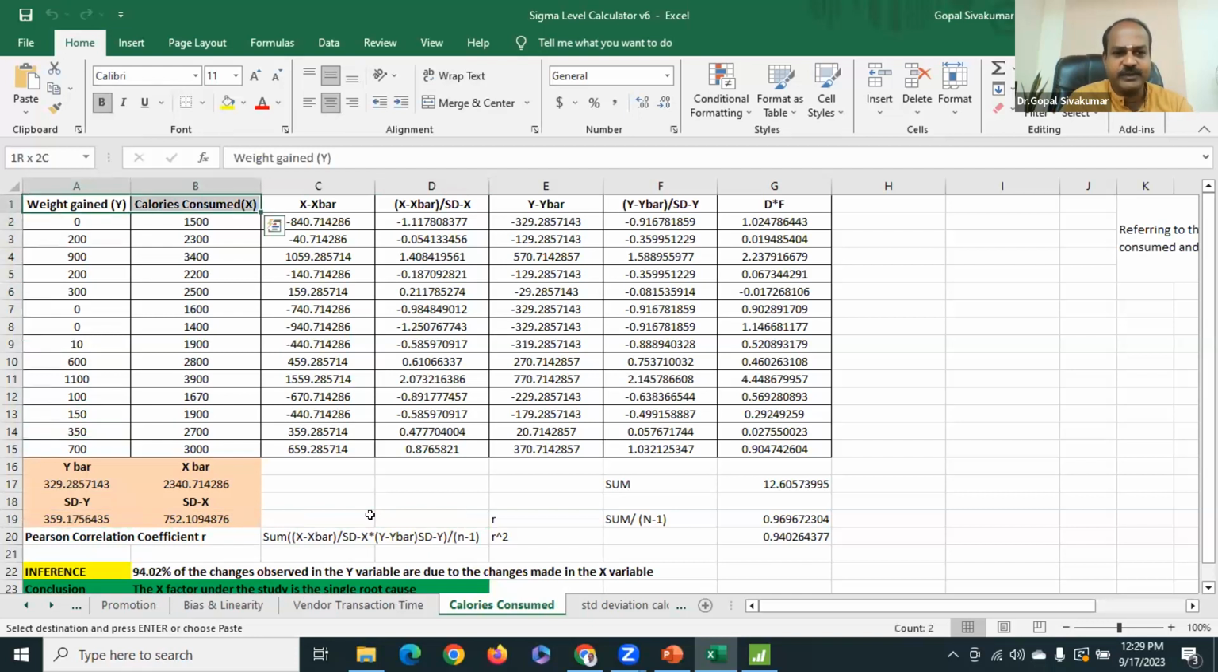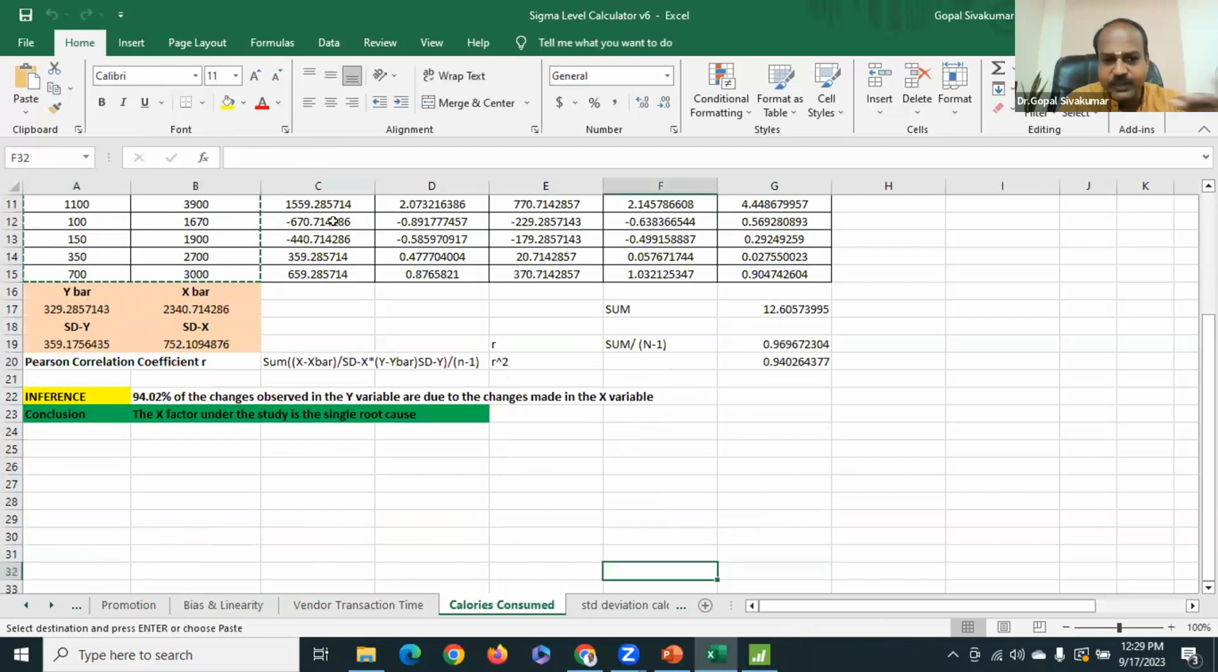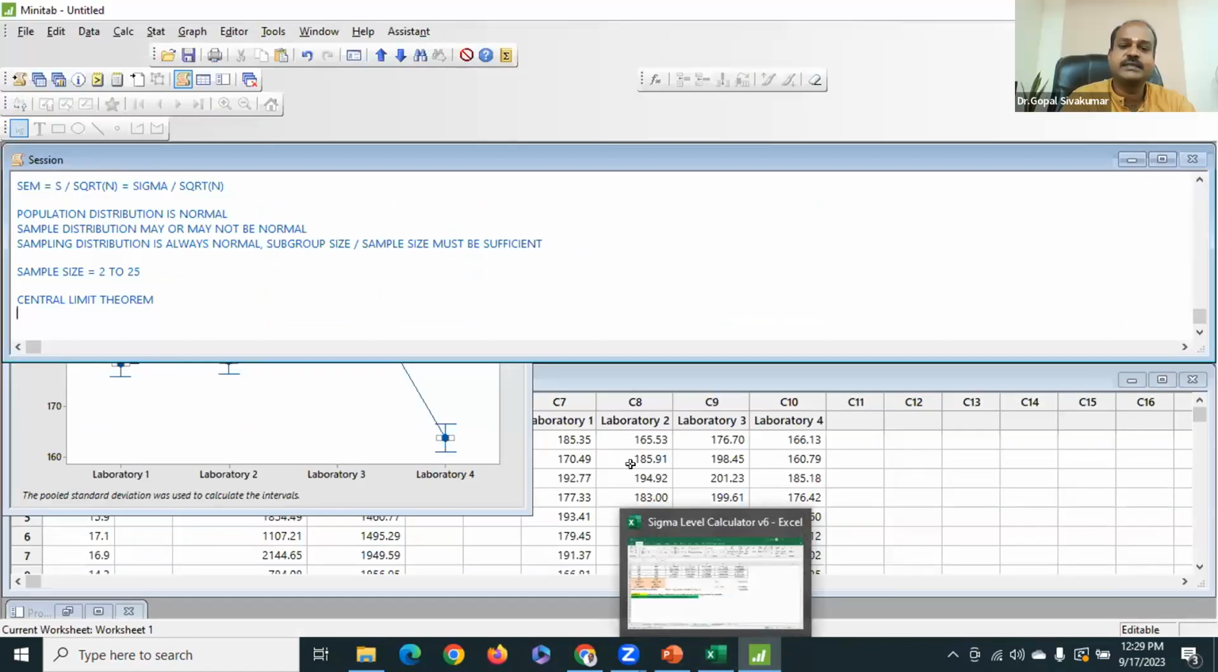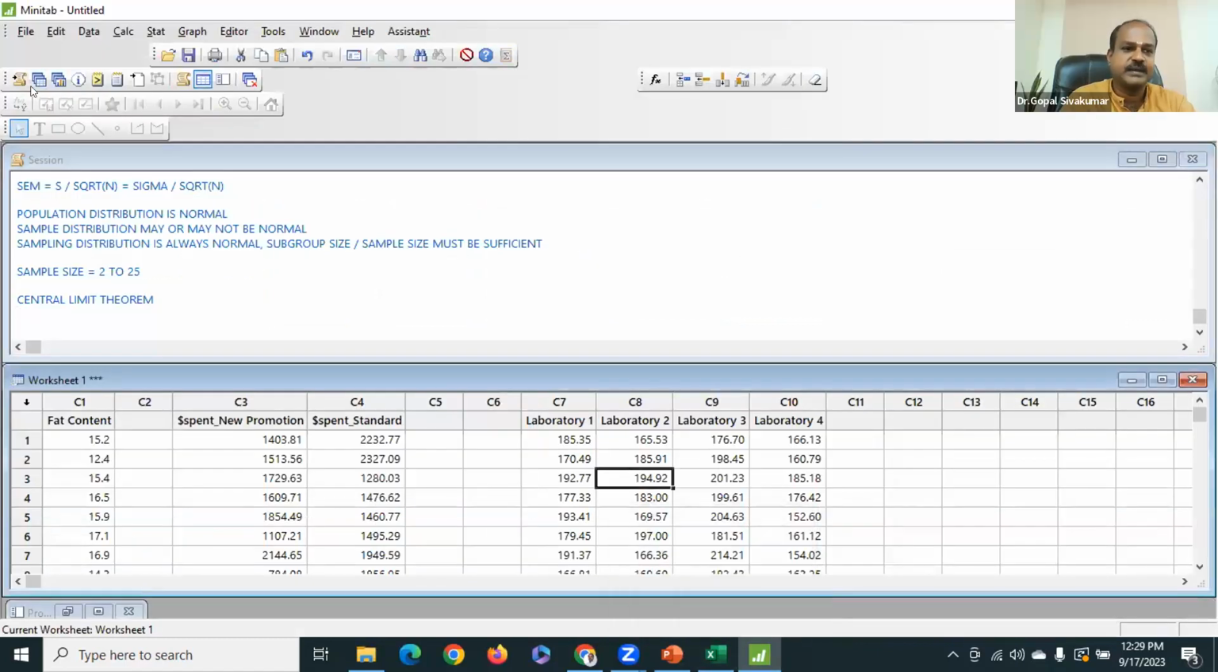See here, I'm just copying weight gain and calorie consumed. This I have. See, look at all the calculation. I have done it manually for you. You at least take some time and see what is happening here. All the calculation I have explained manually. I have done it for you. And inference is written, conclusion is written. You read everything. But the easy method is taking it to Minitab, right? Let me open a new worksheet.